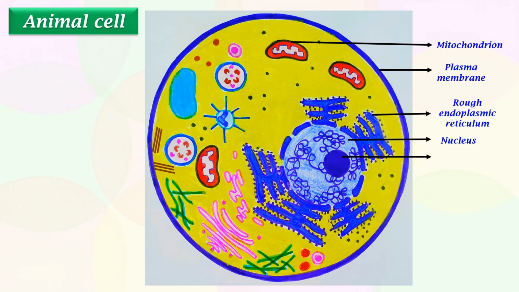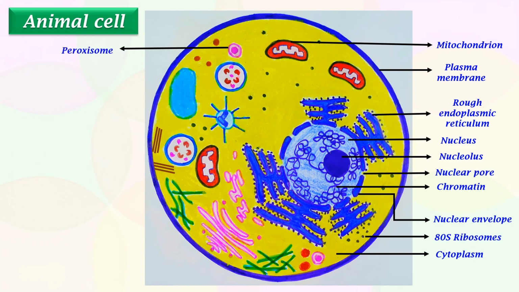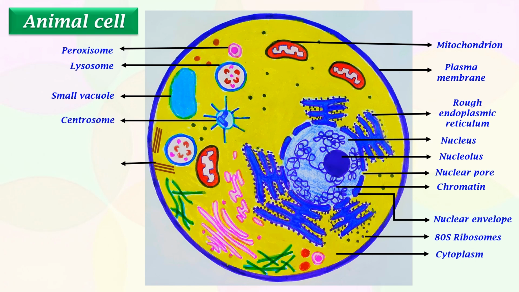Nucleus contains a dense body called the nucleolus, enclosed by a double-layered nuclear envelope with nuclear pores. The cell's DNA is present in chromatin form. It also has ribosomes, which are composed of ribosomal RNA and proteins. Cytoplasm. Peroxisomes are roughly spherical and bound by a single membrane. Lysosomes are the suicidal bags of the cell. Small vacuoles. Centrosome is involved in cell division.